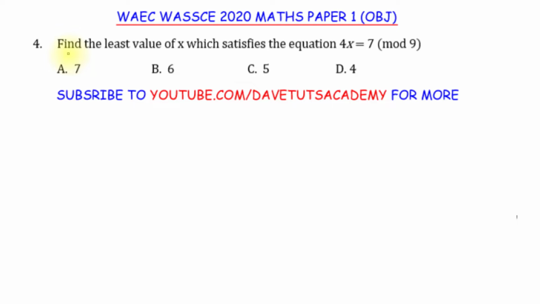In this question, we're asked to find the least value of x which satisfies the equation 4x is equal to 7 under modulo 9. Now, the question is, what's our understanding of modular arithmetic? If you really want to get a good grasp of it, there's a video that has been done by Daytooth Academy in which we took time to explain in depth how to solve this question. It's a theory question, so we really took time to trash it out. You can check that for your better understanding in the link that is flashing in the video above, or in the description below.